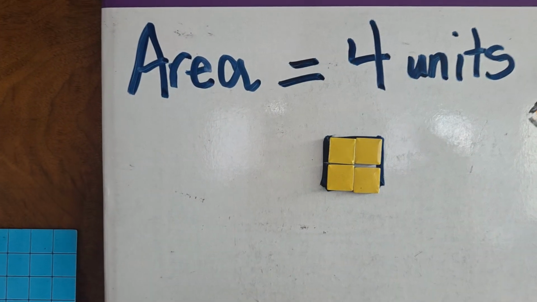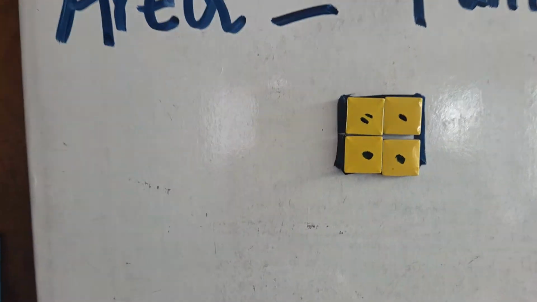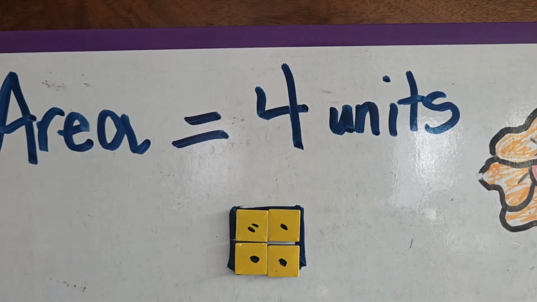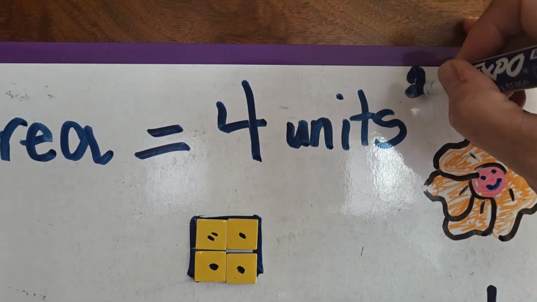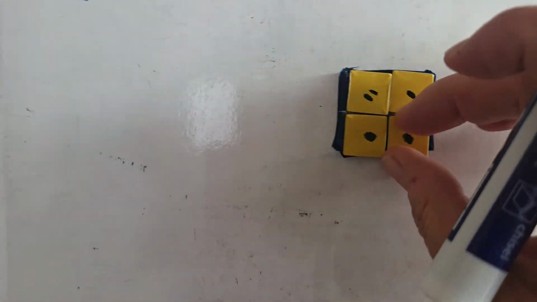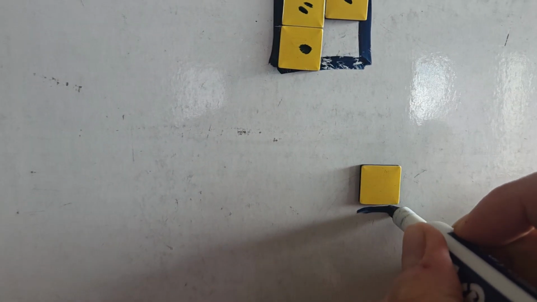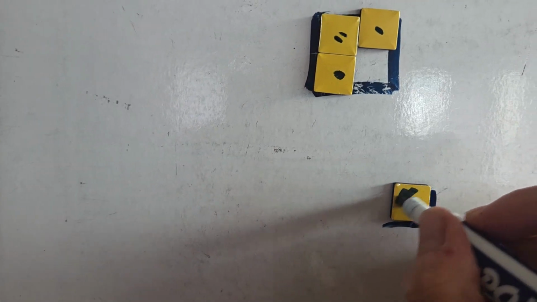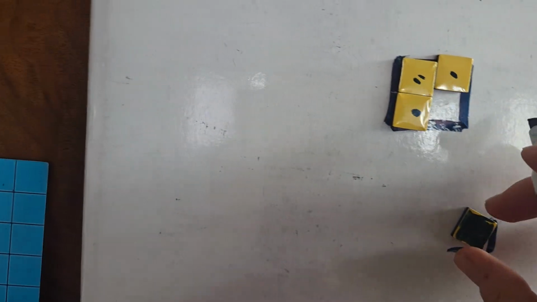Now, one way to count area is to just start counting what's inside. So how many are inside? 1, 2, 3, 4. 4 units. They put a little 2 up here, and we'll talk about why in a minute. That means squared, because this is a square. When we look at this, we don't just look at the outside edge, or this outside edge. We look at both. We look at all of it.